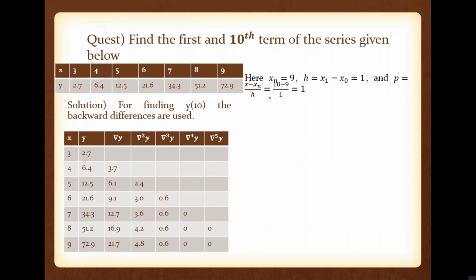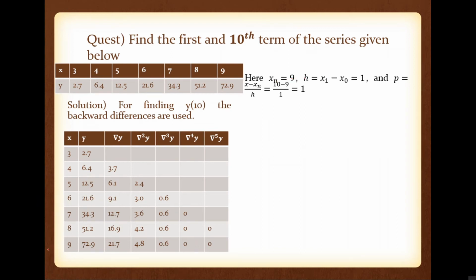So now what we are asked to find? You are asked to find y at xp equal to 10. So what is p? P is equal to xp minus xn, divided by h. So here it is very important. Here our pivot is this one. Xn is our pivot. So please note that. Xn equal to 9. I'm very sorry, this is xn equal to 9.